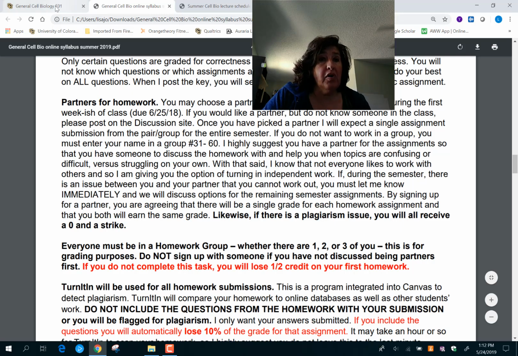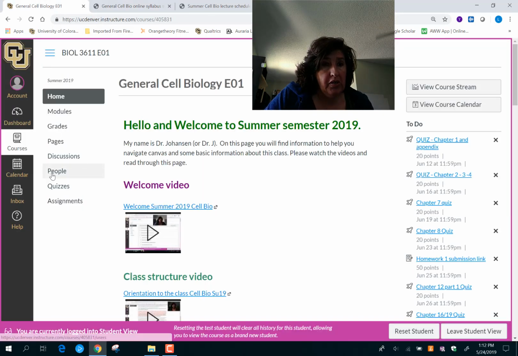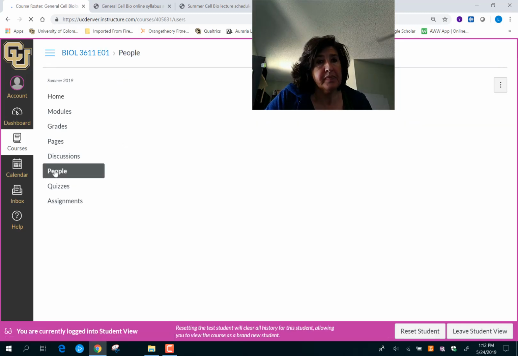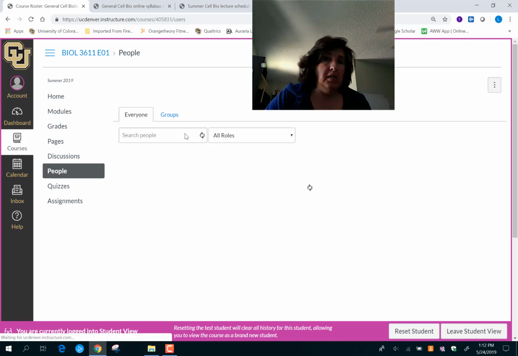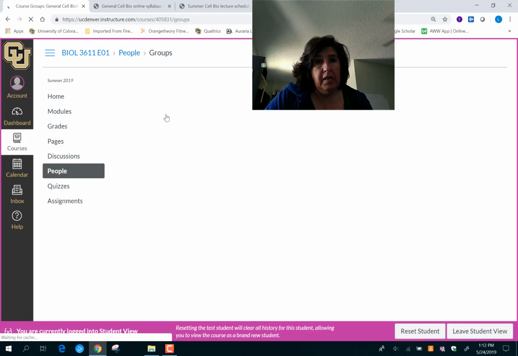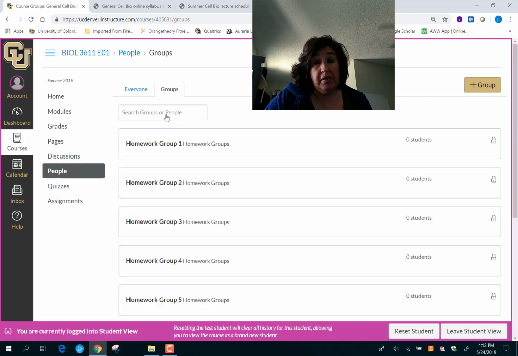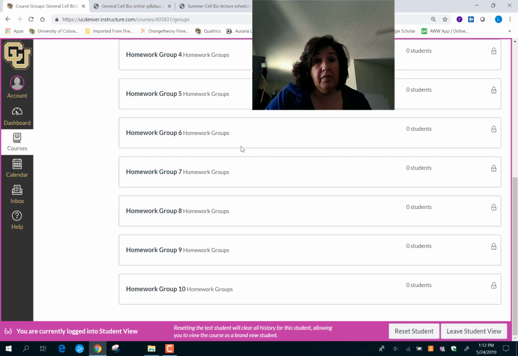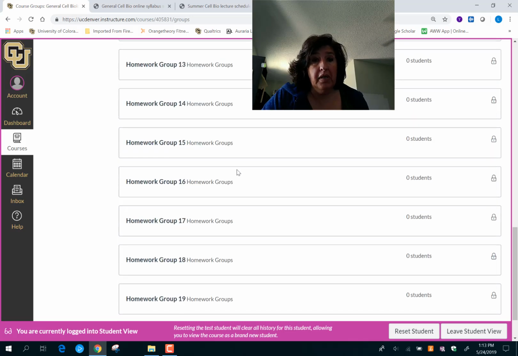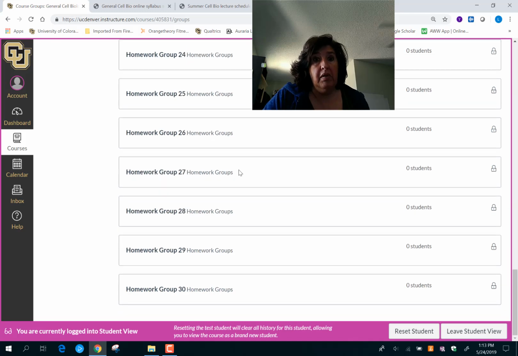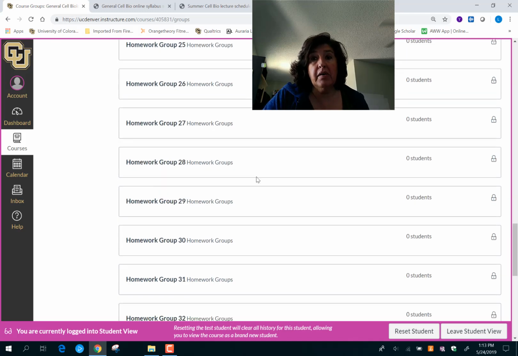Everyone needs to sign up for a homework group. So you're going to go to the People tab, and in the People tab, you're going to go over here to Groups. And I've set up 60 homework groups. Homework groups 1 through 30 are for groups. Homework groups 31 through 60 are if you want to work individually.